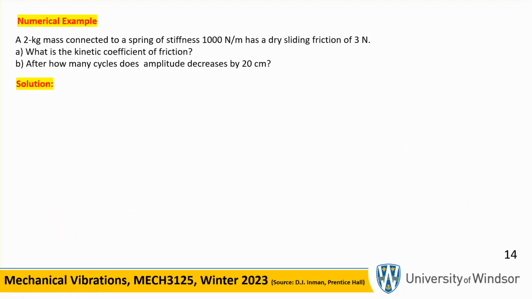Here's another problem. We have a 2 kilogram mass connected to a spring of stiffness K, and we are doing Coulomb friction. As soon as I say sliding friction or dry friction, we talk about Coulomb's law. And this is the friction force.